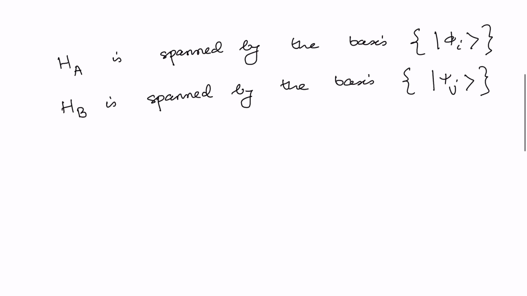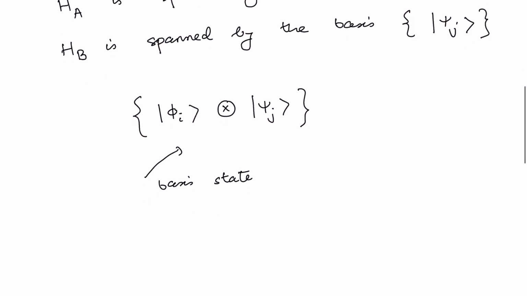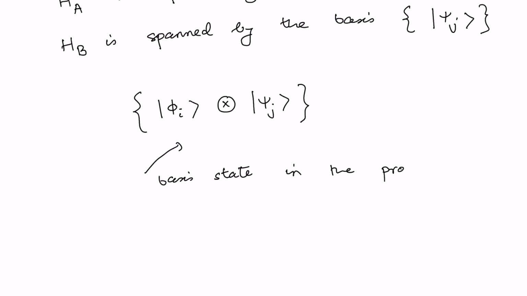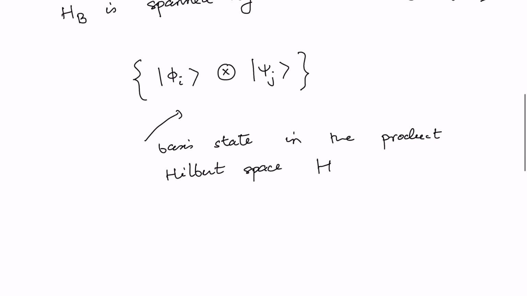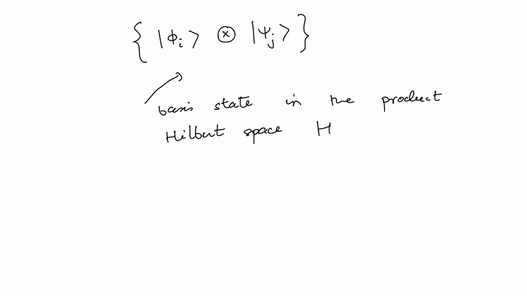Then we can construct a basis state for the common Hilbert space, and this basis state is going to be phi i, which is the basis state corresponding to the Hilbert space of the system A, and psi j, which is the basis state corresponding to the Hilbert space of the system B. Then together phi i direct product or tensor product psi j gives the basis states in the product Hilbert space H. So this is the way we describe a composite system in a product Hilbert space, and this would be more clear if we do some examples also.